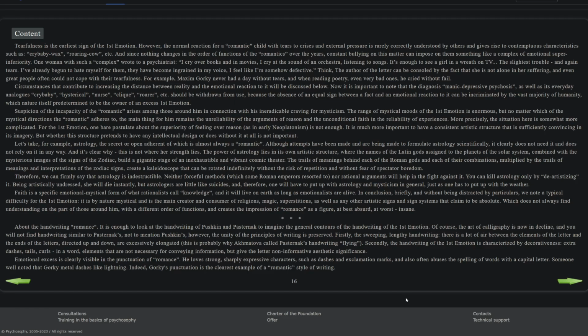So there you go. Faith is a specific emotional mystical form of what rationalists call knowledge, and it will live on Earth as long as emotionalists are alive. In conclusion, briefly, without being distracted by the particulars, we know a typical difficulty for the first emotion. It is by nature mystical, and is the main creator and consumer of all religions, magic, superstitions, as well as any other artistic sign and sign systems that claim to be absolute, which does not always find understanding on the part of those around him, with a different order of functions, and creates the impression of romance as a figure, at best absurd, at worst insane.